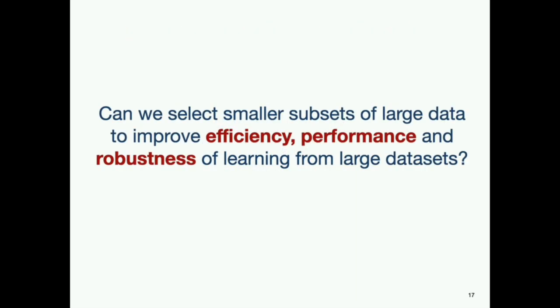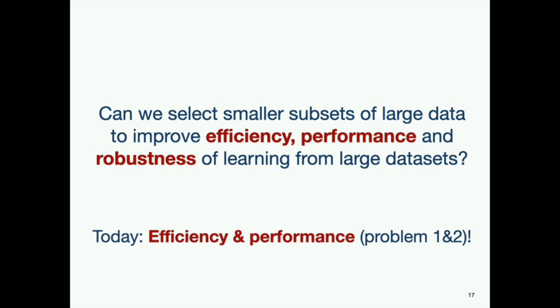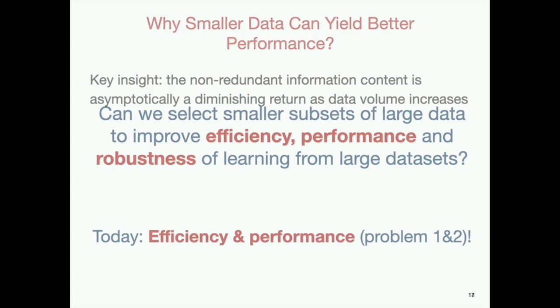Okay. So the big question is: can we select smaller subsets of large data sets to improve efficiency, performance, and robustness of learning from large data sets? Today, we want to focus on efficiency, performance, and sustainability of training these big models. But many of the things I talk about also have applications for ensuring robustness of our models. I mentioned some very briefly.